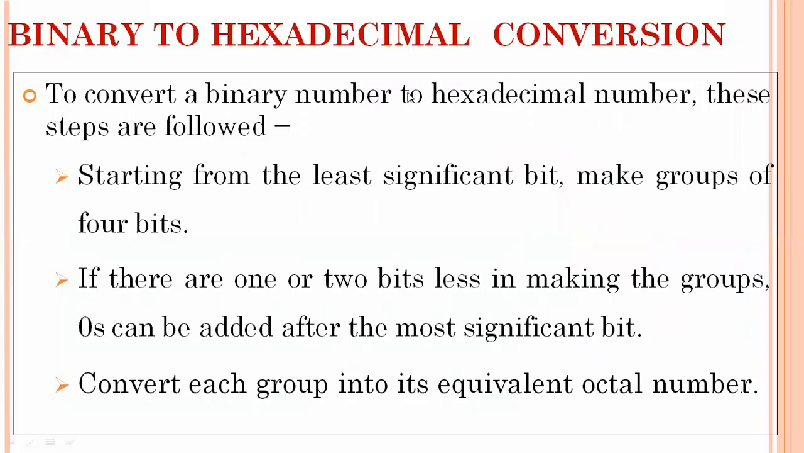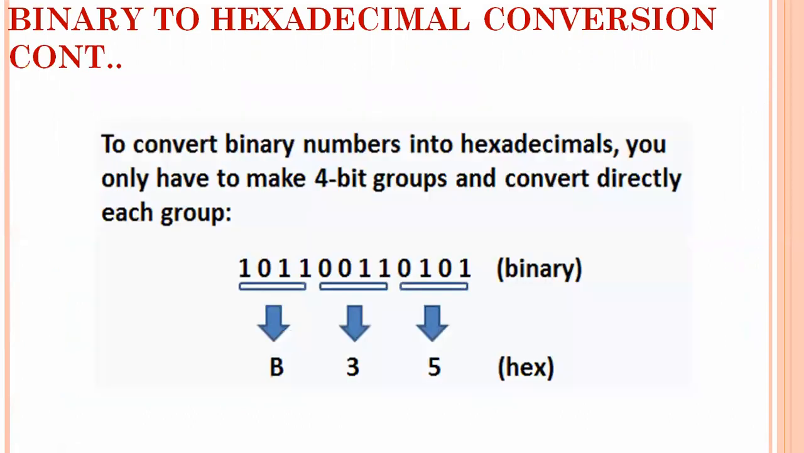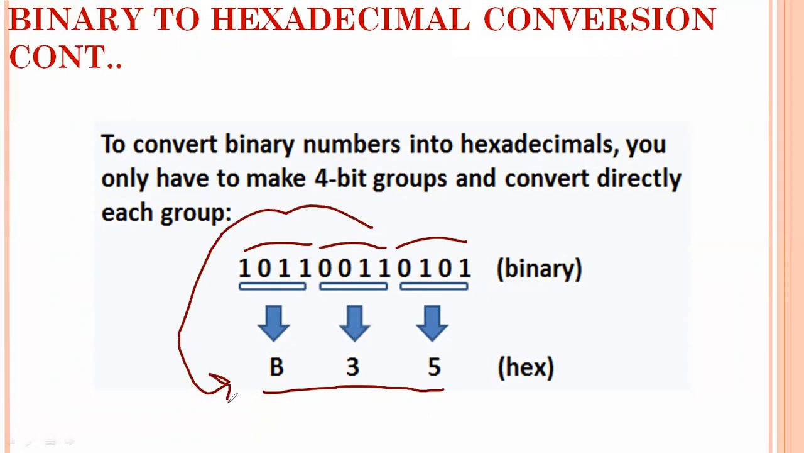And next is binary to hexadecimal conversion. Again, instead of a group of 3 bits, we will convert it into groups of 4 bits, and that will become easy to understand. To convert binary numbers into hexadecimal, we have to make 4-bit groups and convert each group directly. Like this is the given binary number, and we are dividing it into groups of 4, and it becomes B35. So the conversion of this binary number to hexadecimal is B35. Clear?